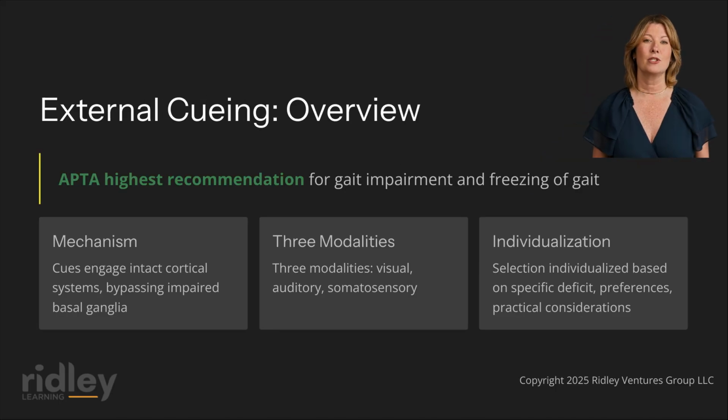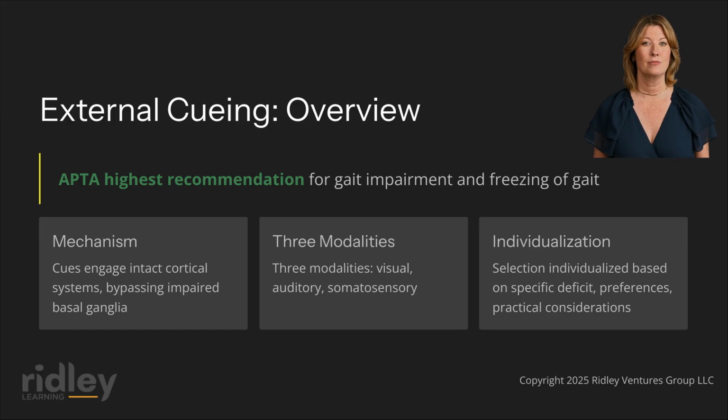External cueing represents a cornerstone intervention for gait impairment and freezing of gait in Parkinson's disease, with the American Physical Therapy Association providing the highest level of recommendation for its implementation. External cues introduce goal-directed behavior that circumnavigates defective basal ganglia circuitries, relying on cortical regions less severely affected by dopaminergic denervation. The theoretical basis for cueing effectiveness derives from the distinction between automatic and goal-directed movement control.